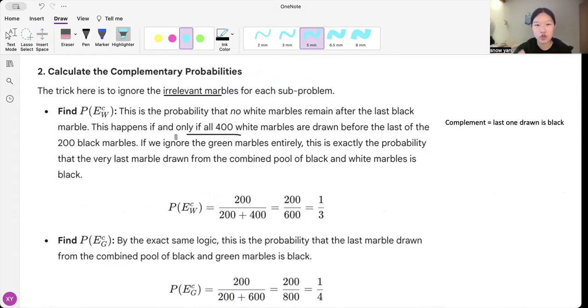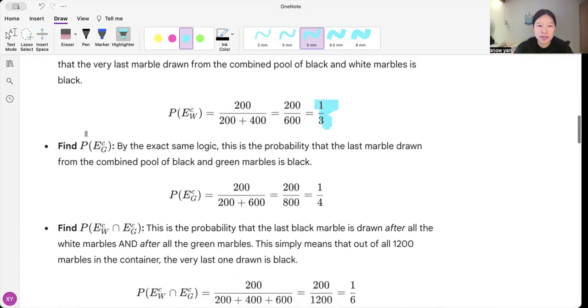So in our first case, we're trying to find the complement of W, the idea that there are no more white marbles remaining after the last black marble. That means the last marble has to be black, right? The probability of that is there are 200 blacks out of 600 marbles, so the probability is 200 over 600, which is one third. Then the same idea with the greens: the last marble is still black, and there are 600 greens, so the denominator is 800, and it's one quarter.